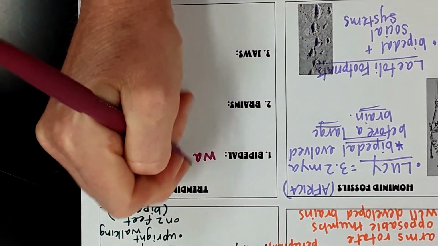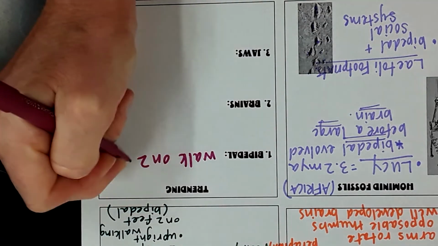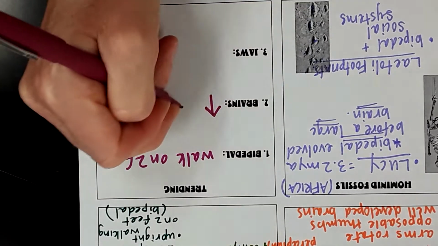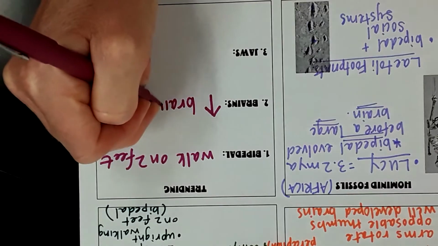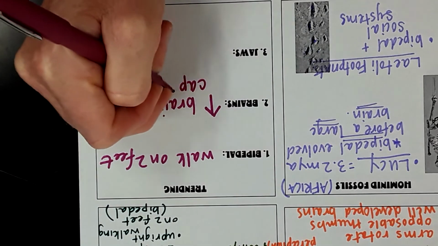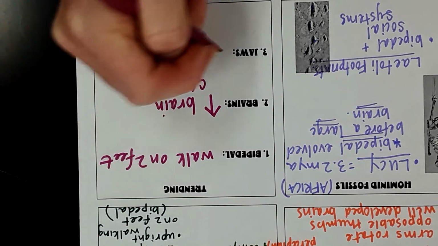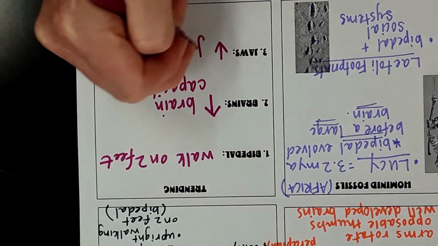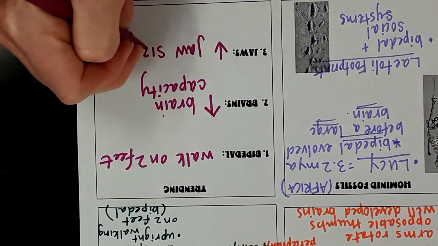All right, so what's trending in hominids? Trending being bipedal. So it's trending to walk on 2 feet. What else is trending over time in hominids? Increasing brain size. We are getting larger brains. And the last thing is jaws. When you look at the skulls, our jaws are getting smaller. So we're seeing a decrease in jaw size.